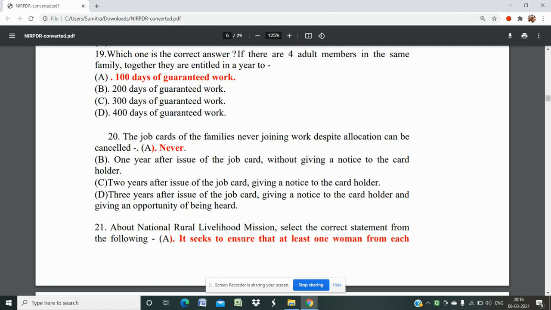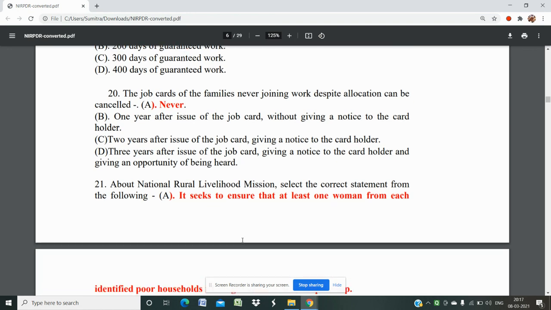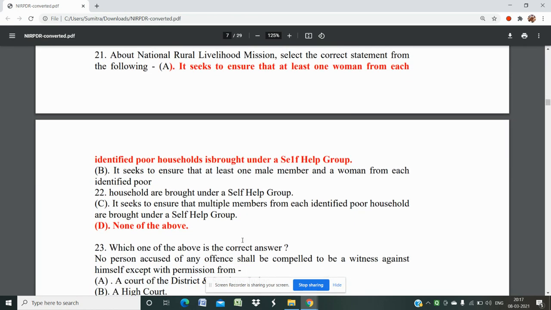Then question number 19, which one is the correct answer? If there are four adult members in the same family together, they are entitled in a year to only 100 days of guaranteed work out of 365 days for every family. So it might be 4, it might be 10, it might be 1, that doesn't matter. What matters is that the allocation of the days is fixed. Then question number 20, the job card of the family. Yes, question number 20 is also confusing, so I don't want to discuss these questions.